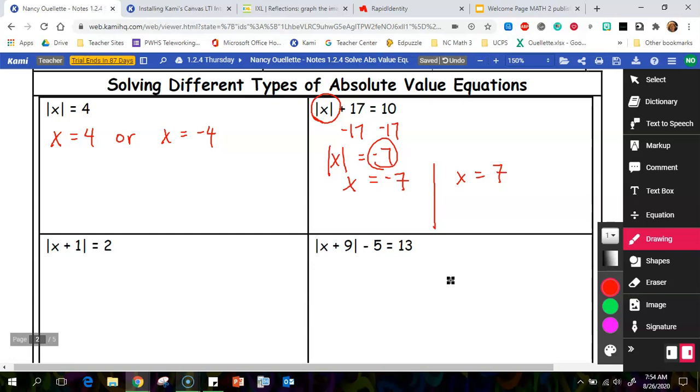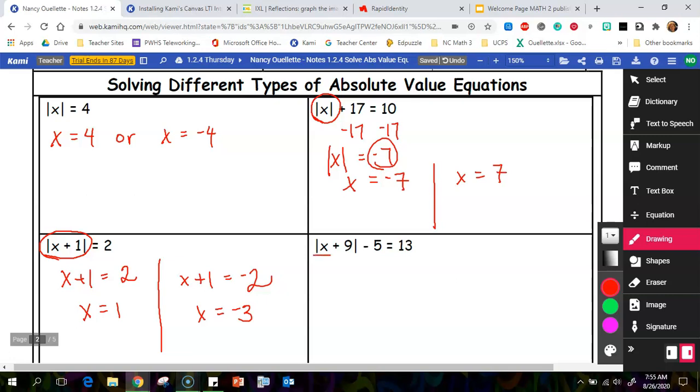All right, so this one, the absolute value is isolated already. So I can go ahead and break this into two equations, x plus 1 equals 2, and x plus 1 equals -2. So then subtract 1, x equals 1, subtract 1, x equals -3. And that's it. All right, so this one's a little bit more involved.